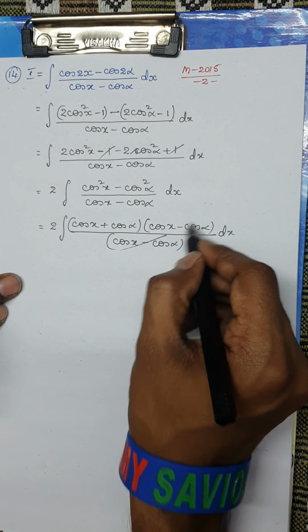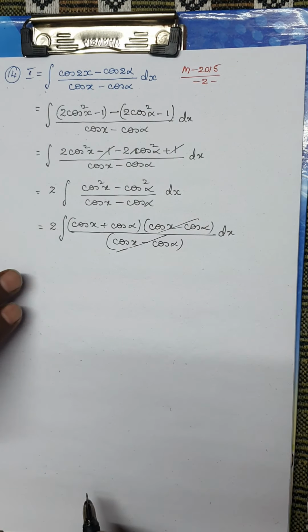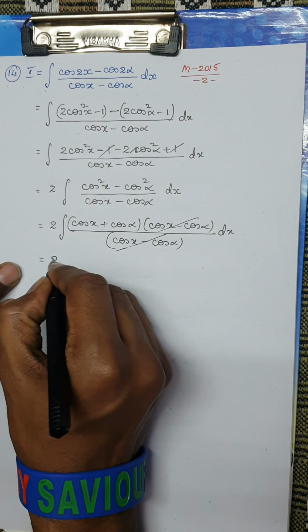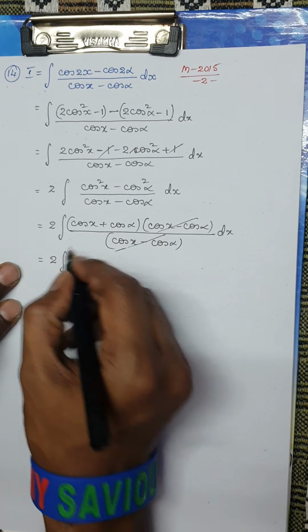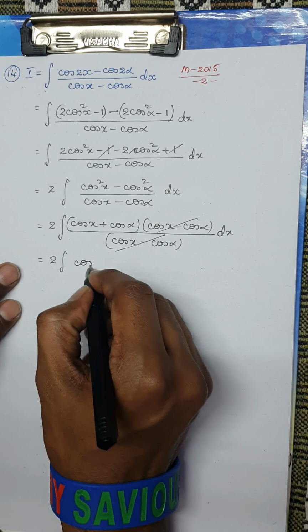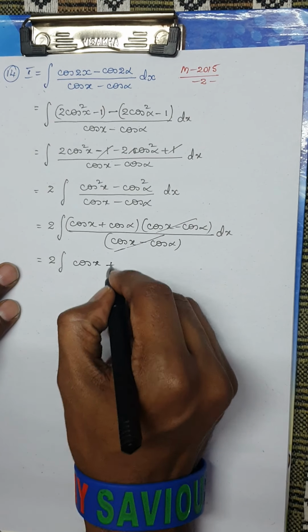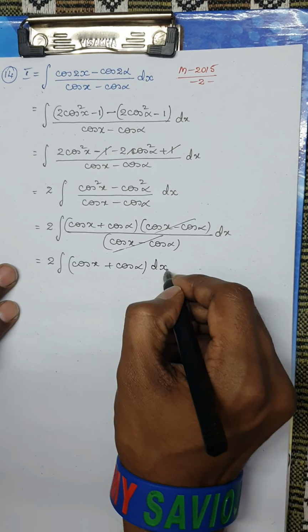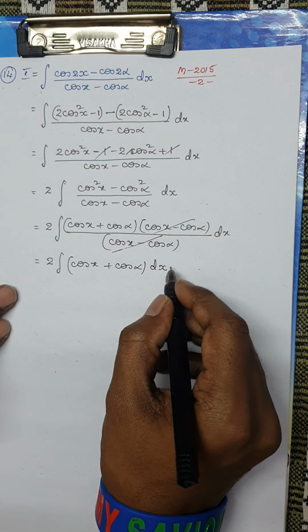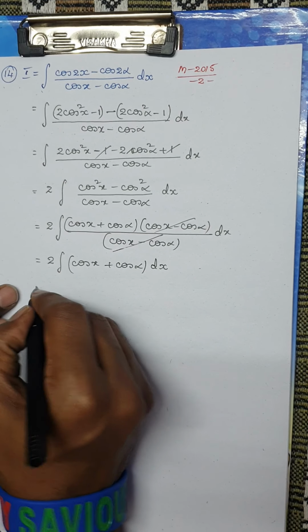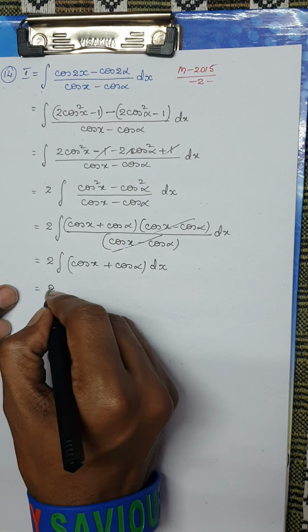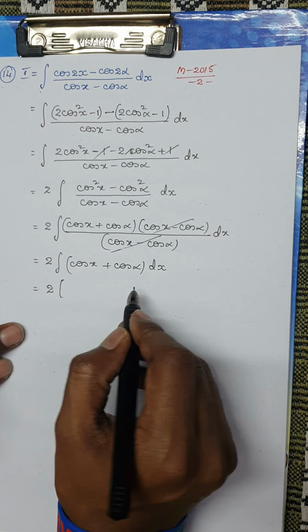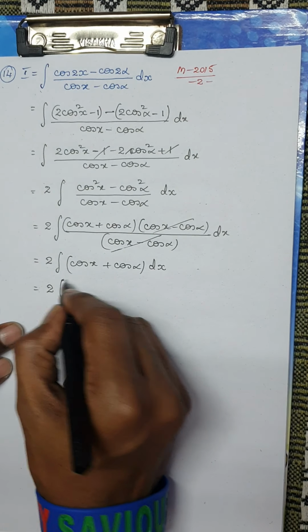Now you can see here, this term cos x minus cos alpha can be cancelled, because it is both in the numerator and denominator. The retaining integral would be the integral of cos x plus cos alpha dx. Remember this, why I am telling you this. This is nothing but 2 into, now many times students make a mistake here, that is why they have given you this question.